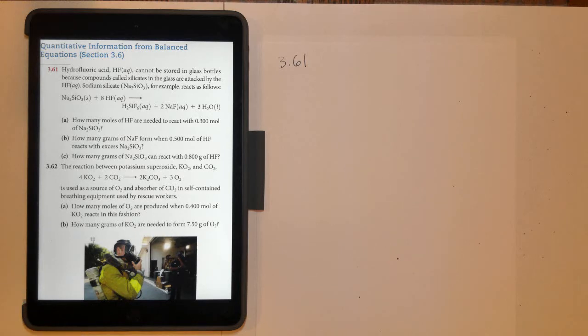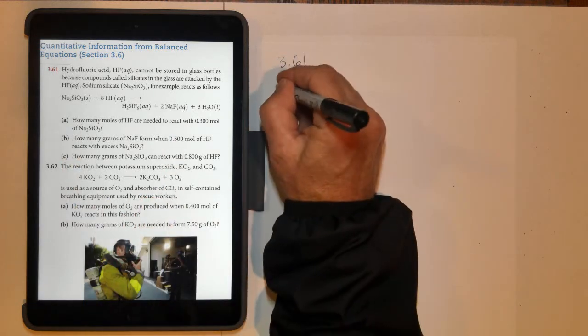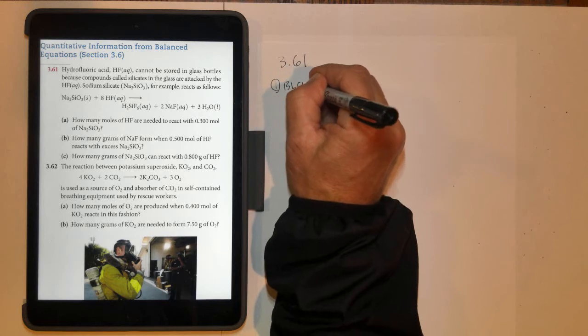Chapter 3, number 61. So here's our balanced chemical equation, because that's the first step in any one of these problems.